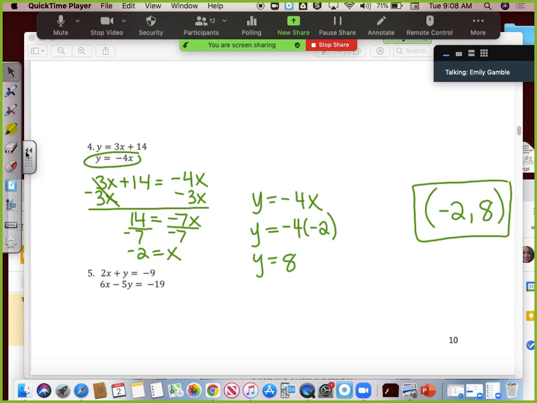You can always verify your answer is correct by replacing in negative 2 for x, 8 for y, and making sure that it works out. You'll see that it will when you do that, and you will know that you got the problem right.